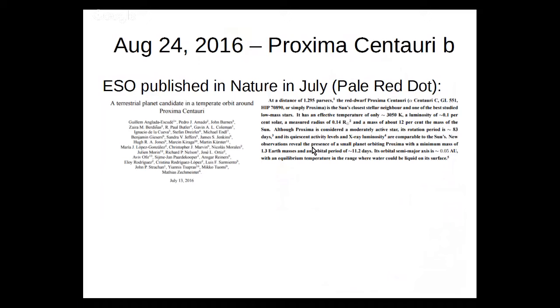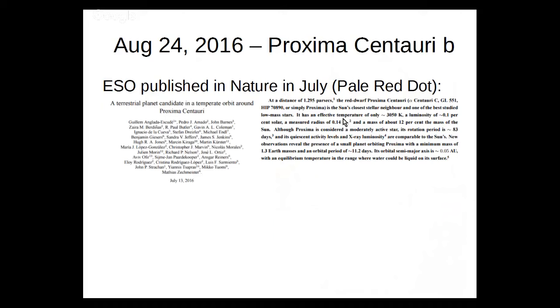The new observations reveal the presence of a small planet orbiting Proxima with a minimum mass of 1.3 Earth masses, so it's about the size of Earth, and has an orbital period around its star of approximately 11.2 days. That's pretty exact, I think. And with an equilibrium temperature in the range where water can be liquid on its surface.